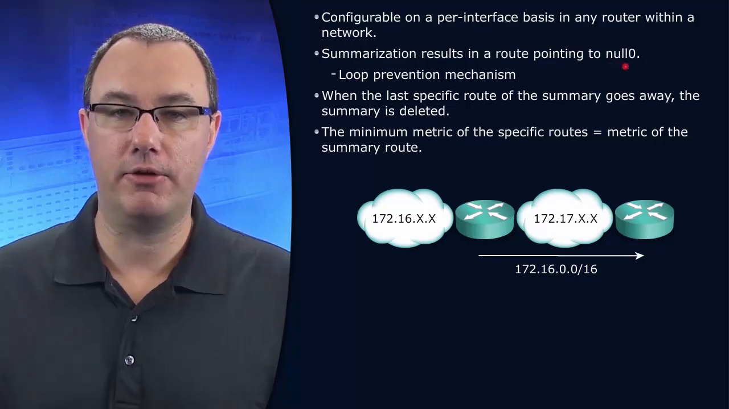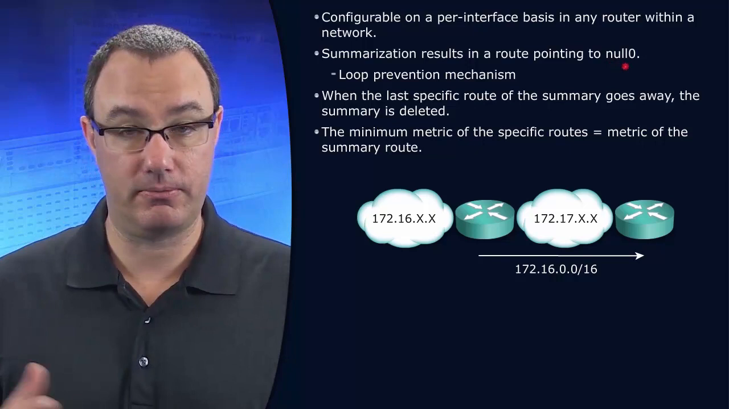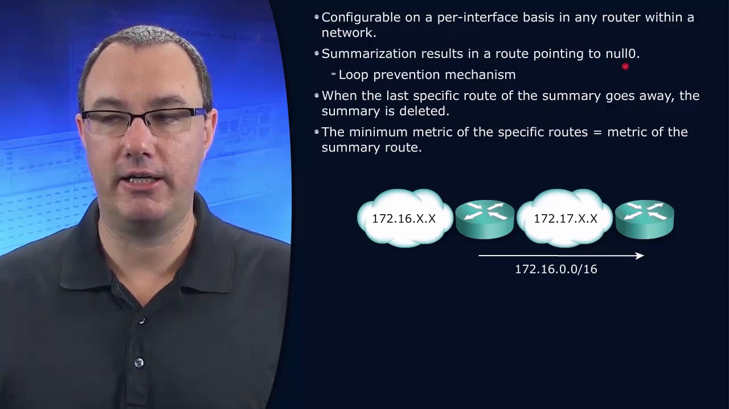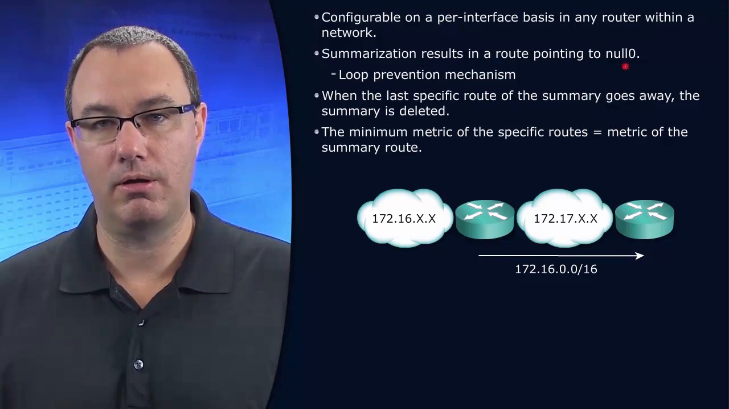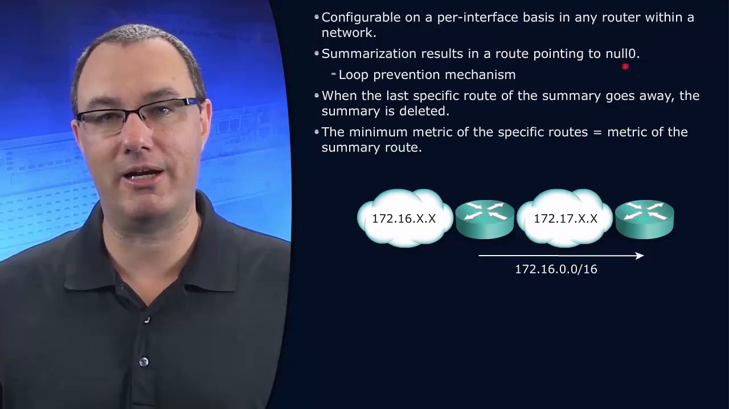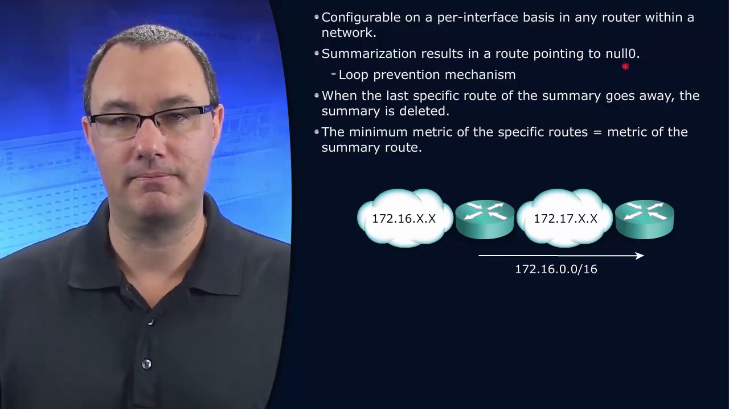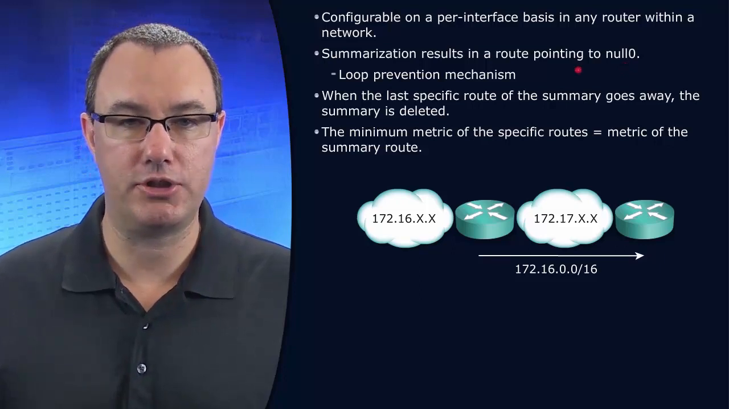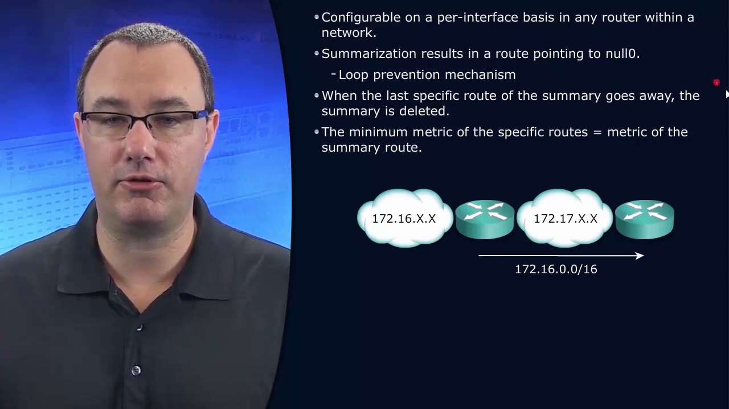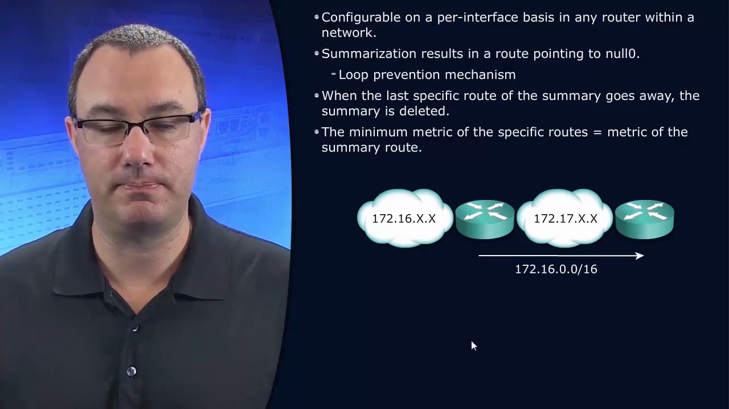null zero. Now first, the null zero interface, there is an interface, is a place that is sending to a black hole. What happens when you throw things into a black hole? They're gone. This is the bit bucket. This is the garbage can. And it's a loop prevention mechanism. Allow me to demonstrate here or show you what it means.